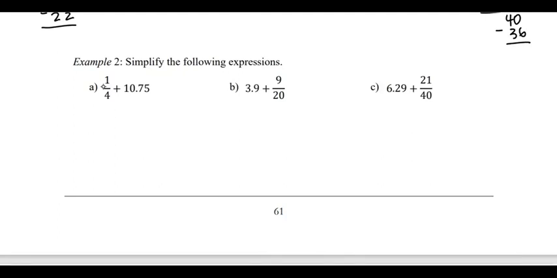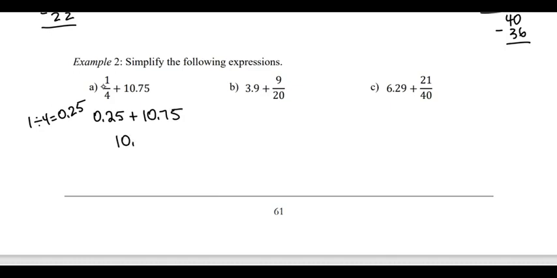All right, so we're going to look at the 1/4. Well, 4 goes into 1, so 1/4, that's an easy one. It's kind of a shortcut. 1 over 4 is 0.25. So you would do your division, 1 divided by 4 equals 0.25. So you have 0.25 plus 10.75.